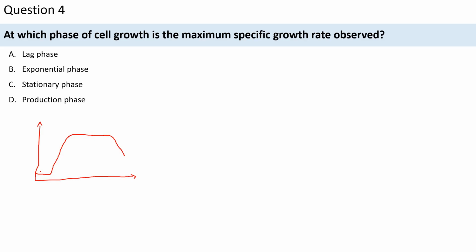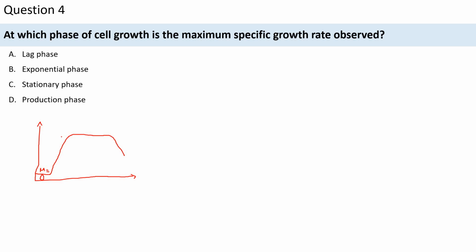So here the cell size increases. It will start feeding on the substrate, utilizing a very negligible concentration. But here the cell size increases, but not the cell number. Therefore in lag phase, mu is equal to 0.